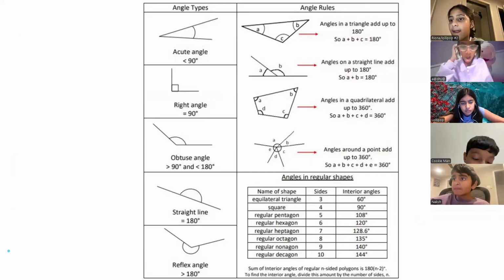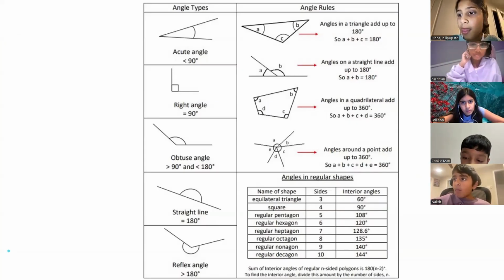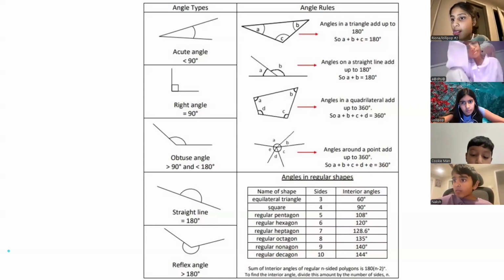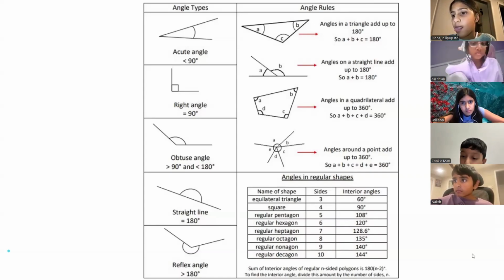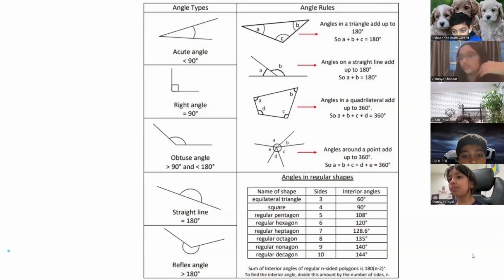Angles in a triangle add up to 180, so A plus B plus C equals 180 degrees. Angles on a straight line add up to 180, so A plus B equals 180. Angles in a quadrilateral add up to 360 degrees, so A plus B plus C plus D equals 360. Angles around a point add up to 360, so A plus B plus C plus D plus E equals 360 degrees.